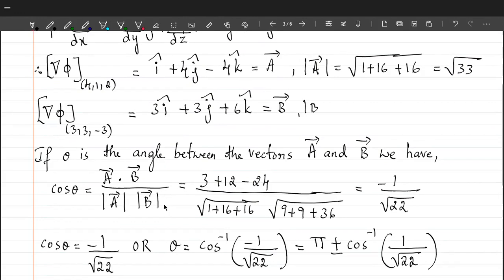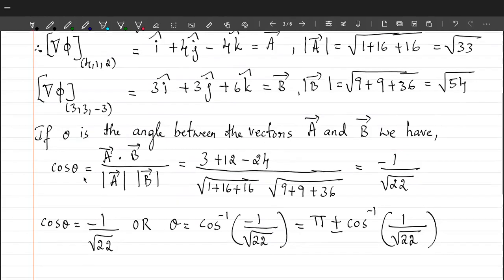And magnitude of vector B should be equal to square root of 3 square is 9, again 3 square is 9, plus 6 square is 36. So 9 plus 9 is 18, and 18 plus 36 is 54. So I get root of 54 here. Of course, you can write 33 as 3 into 11, and 54 as 9 into 6, so you can simplify and solve it.